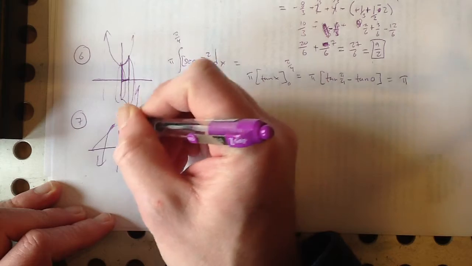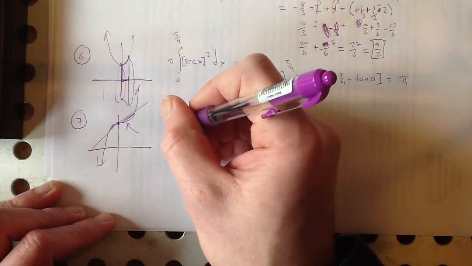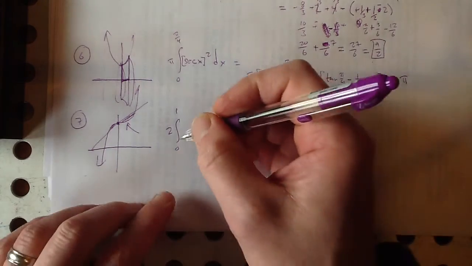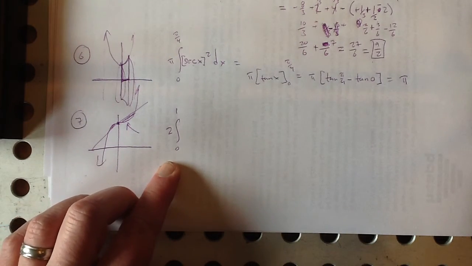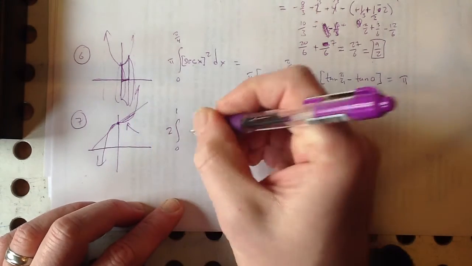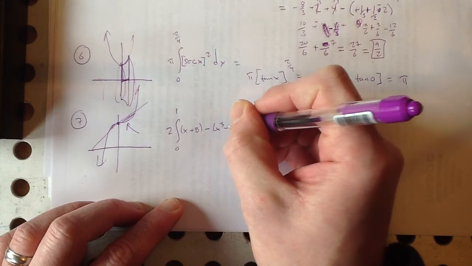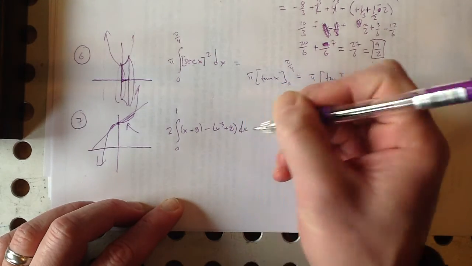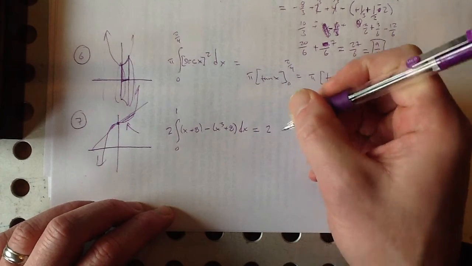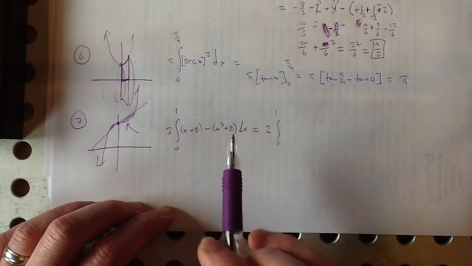Notice that they trade which function is on top here, but I'm just going to say that these two are equal. So I'm going to say my area is 2 times the area from 0 to 1, and from 0 to 1 the x plus 8 is on top minus x cubed plus 8, and, excuse me, the 8's cancel out.